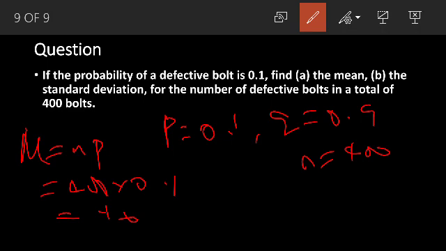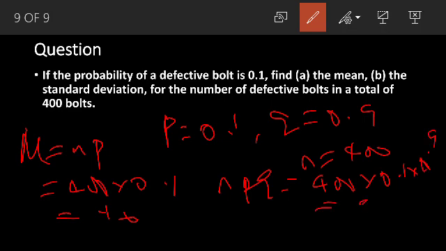Now part B says we should find the standard deviation. Let's find the variance first of all. The variance is npq for a binomial distribution. Okay, your n is 400, your p is 0.1, and your q is 0.9. And that gives us 36. That's our variance. And remember, our standard deviation is the square root of variance. So we have the square root of 36, which is equal to 6. So that means our standard deviation is equal to 6.